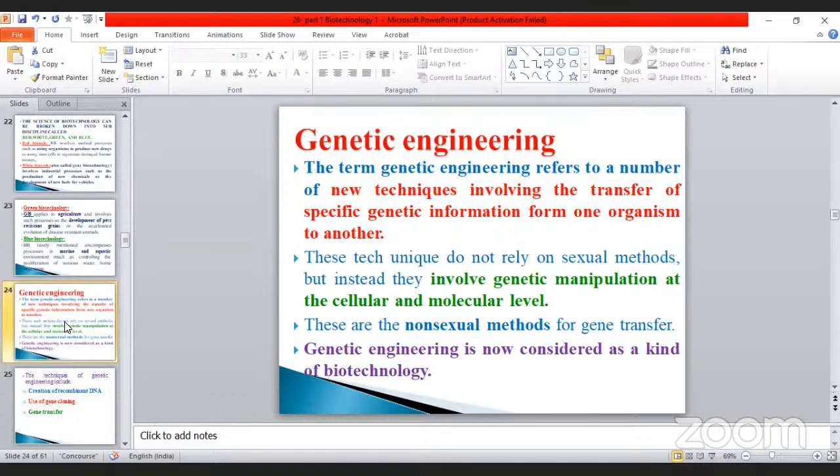Okay. How will it be used? See that? The term genetic engineering refers to a number of new techniques involving the transfer of specific genetic information from one organism to another. So that is called genetic engineering. That is the name. What is the meaning of that? We can construct our own gene, our own style. That type of technology is called genetic engineering.